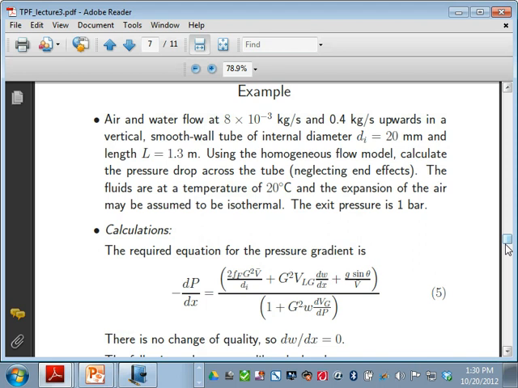But now we want to look at, just now we just calculated the friction factor alone. In this case it's the whole pipe, not only this term, but we want to look at all the other terms also. So air and water. The m dot of liquid is a lot bigger than air. Upwards in a vertical smooth wall tube, the diameter 20 and length 1.3. Using the homogeneous flow model, calculate the pressure drop across the tube, neglecting any end effects. The fluids are at temperature 20 degrees. Expansion of air can be assumed to be isothermal. So PV equals RT, the temperature isothermal. The exit pressure is 1 bar.